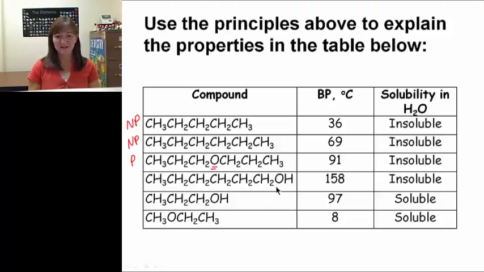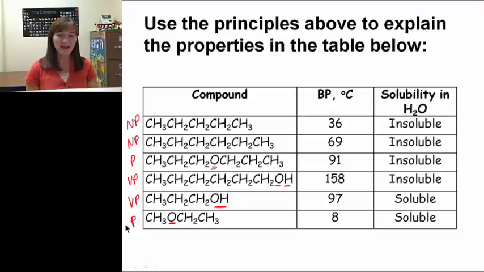Our second molecule has oxygen, but that oxygen is bonded to a hydrogen, so this can hydrogen bond. So we're going to assign it very polar. Same thing with this one. There's our hydroxyl group, so very polar. Here we have an oxygen that's not bonded to a hydrogen, so we're just going to give it just polar.